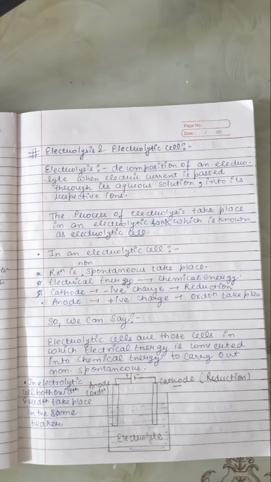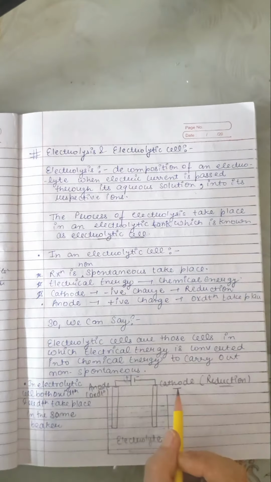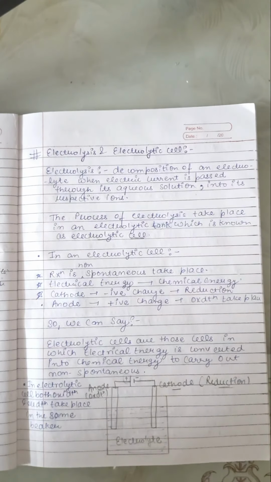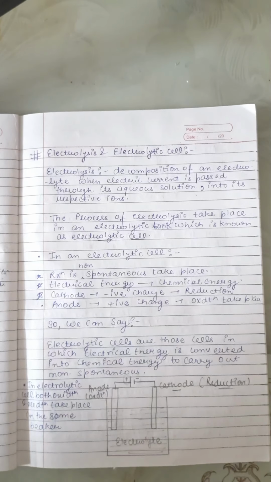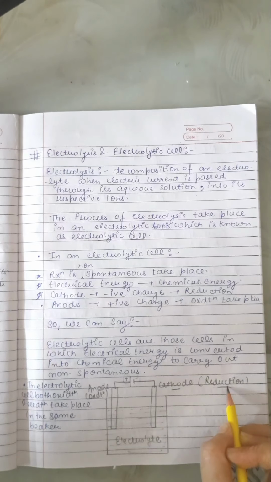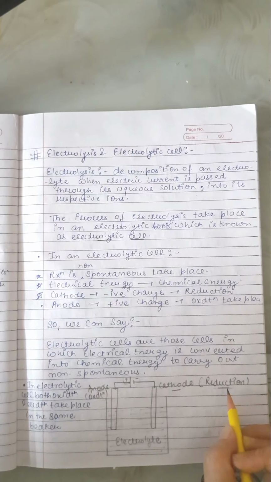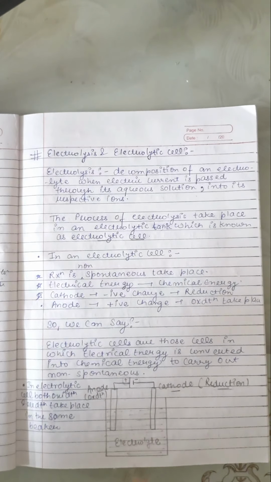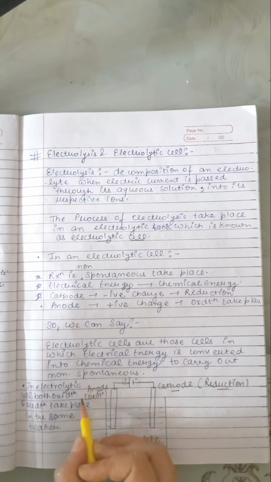But as you know, in the electrochemical cell, cathode was having the positive charge, but in electrolytic cell the charge on the cathode will be negative, and the rod which is connected to the positive terminal of the battery is known as anode. Like in electrochemical cell, on cathode reduction takes place, so in electrolytic cell also reduction will take place on cathode, and on anode oxidation will take place.